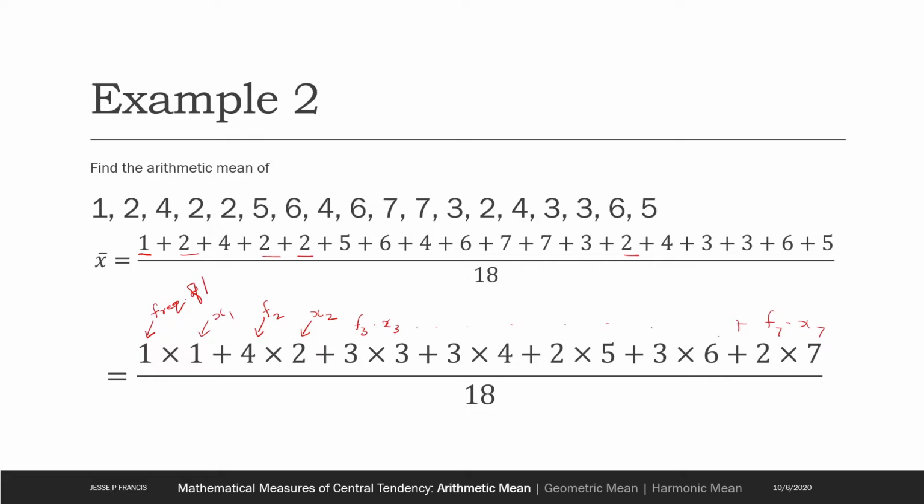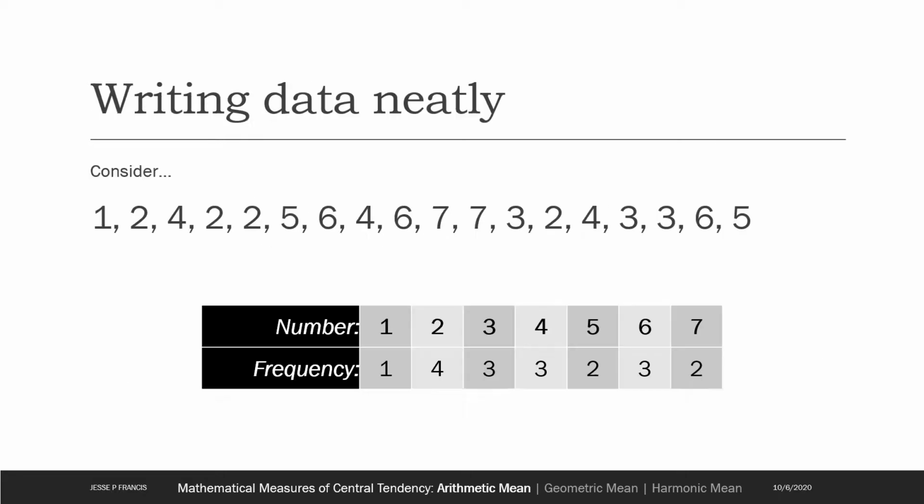Can we use this to write our distribution itself in a neater way? Turns out we can. Going forward, if you notice this distribution, just like we did earlier, there are 7 numbers, 1, 2, 3, 4, 5, 6, and 7. Hence I have written down the numbers in the first row, and 1 appears once, 2 appears 4 times, 3 appears thrice, and so on. So I've simply written down the frequency of each number in the entire distribution. Instead of listing 18 numbers, we could summarize the entire table with 8 columns.